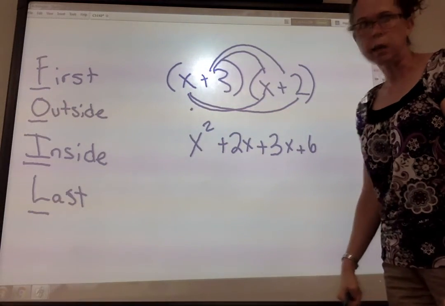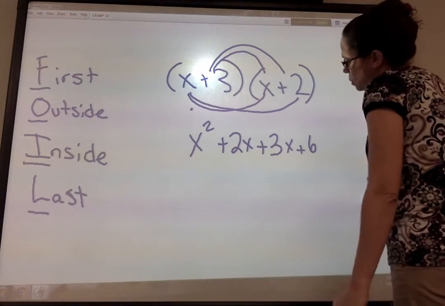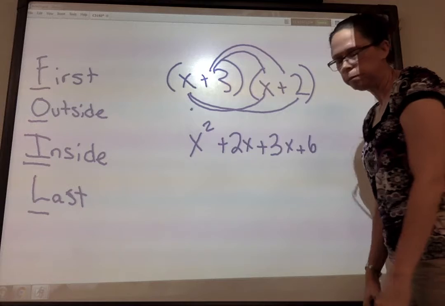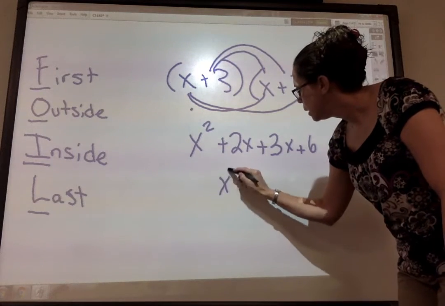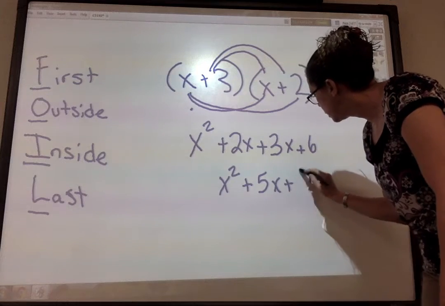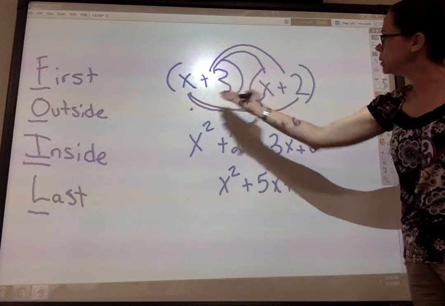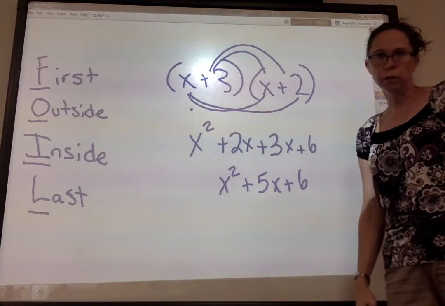Now I have to collect anything that is like. The only terms that are like are my positive 2x and positive 3x. So if I combine those, I end up with x squared plus 5x plus 6. And that is the product of these two binomials multiplied.